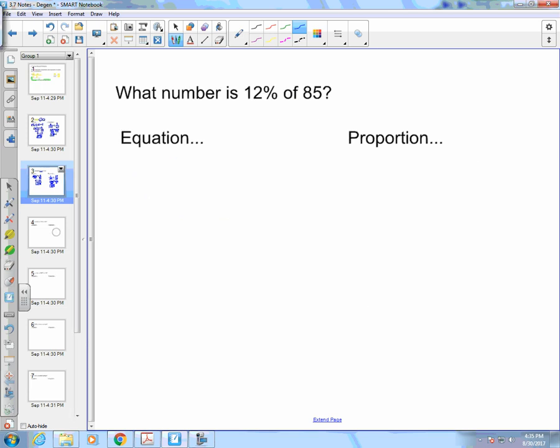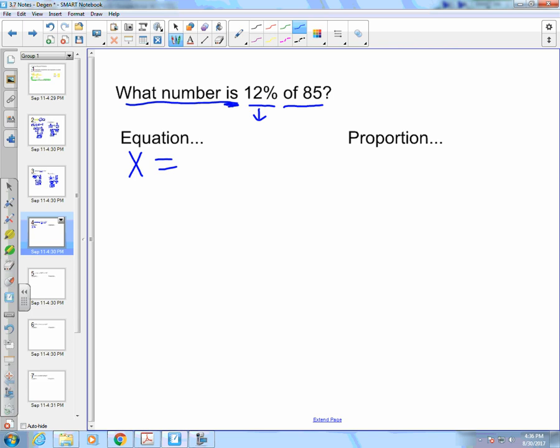Let's move on to another type of problem. This time we know our percent, but we're looking for the is part. Notice how is comes after what number is, but we have our of 25 and we have our percent. So we're looking for is in this equation. So what number is, there's our equal sign, 12%.